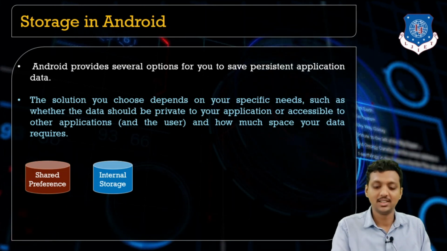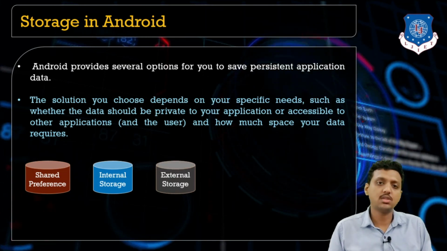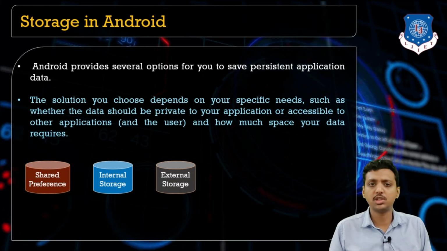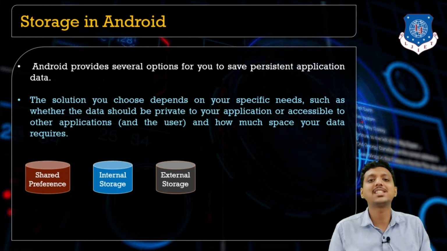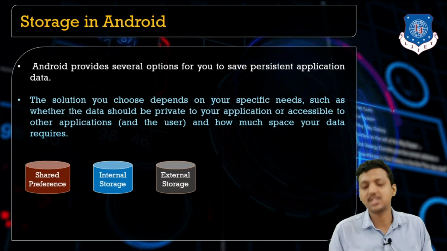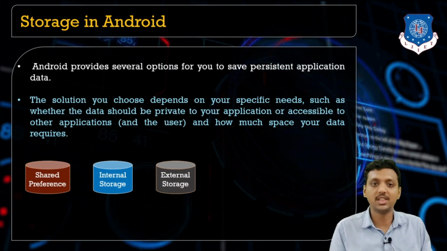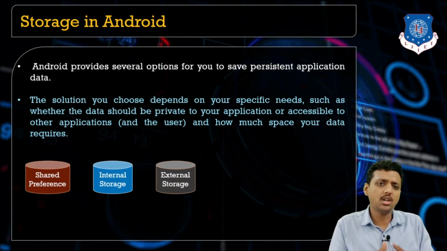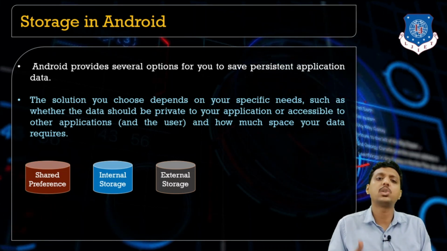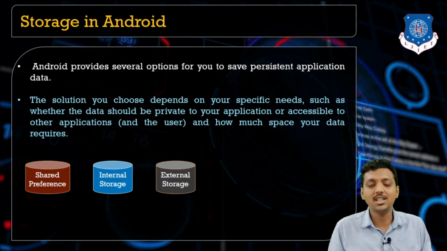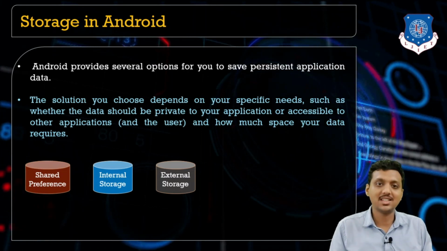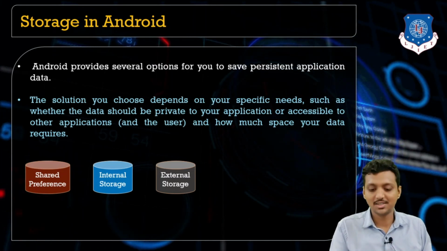Next, the external storage. When we talk about external storage, the very first thing that comes to mind is the SD card, yes, obviously, the memory card. Memory cards are known as external storage in Android. You just need permission to read and write data, and you can easily access the files through the SD card.